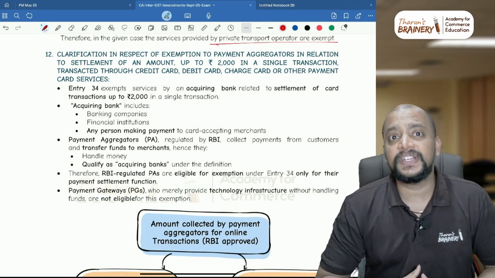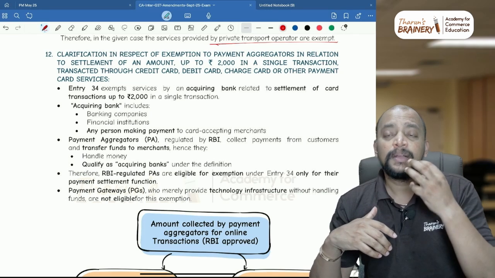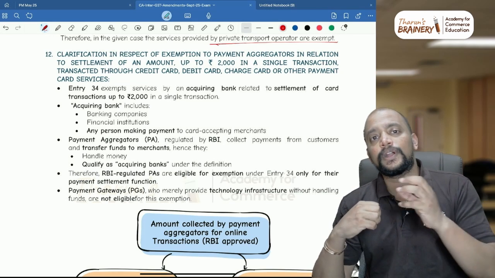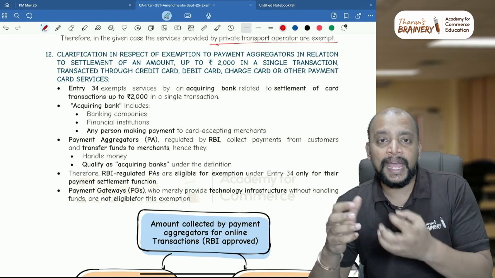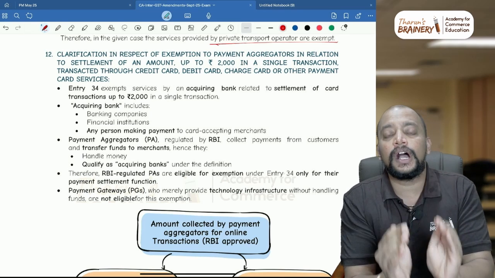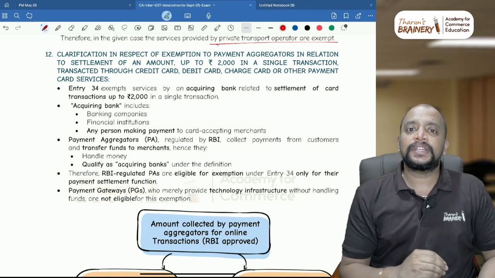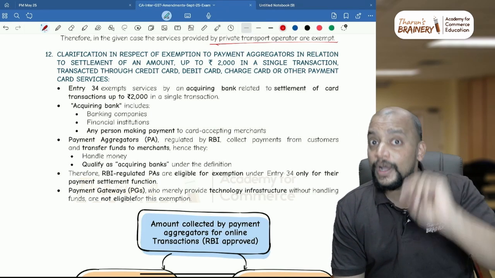Even then the processing fee will be there. These payment aggregators called Paytm, Razorpay, etc., what they do is that they collect the money from you, that is from your bank, and keep it in an escrow account, and thereafter they settle it to the vendor. For doing this, they get a processing fee. That processing fee is also exempted.